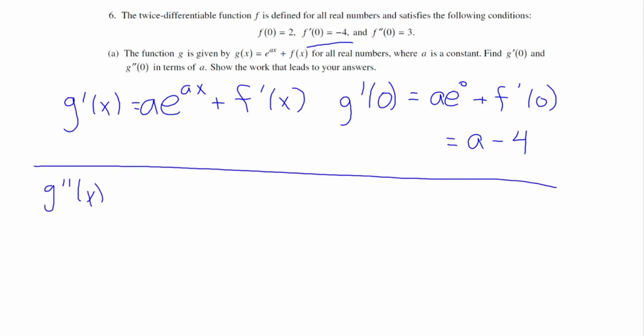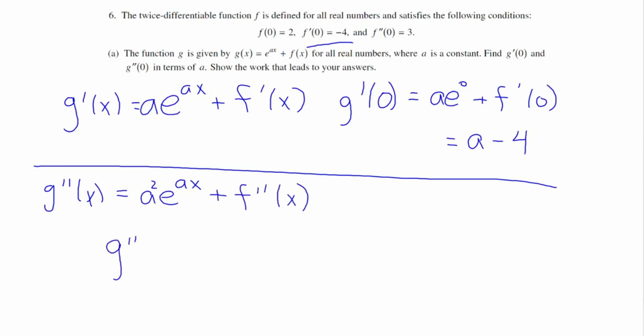And then it asks us to find g double prime, so we'll first find g double prime of x. So that's going to be the derivative of a e to the ax. Well, a is just a constant, so we'll keep that out in front. And then the derivative of e to the ax is just e to the ax times a. Well, if I multiply a by a, we're going to get a squared. And then we'll get plus f double prime of x.